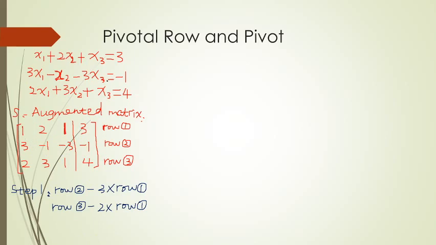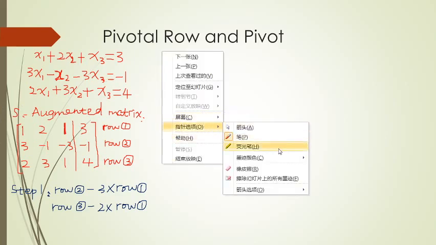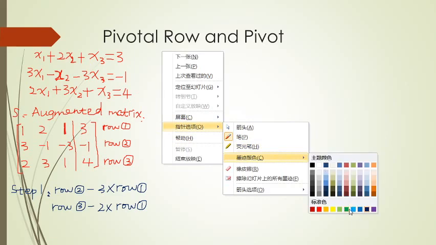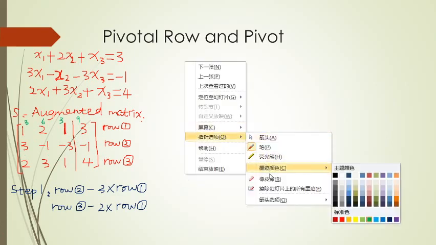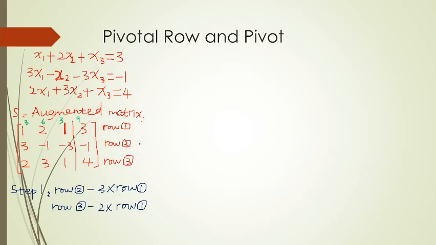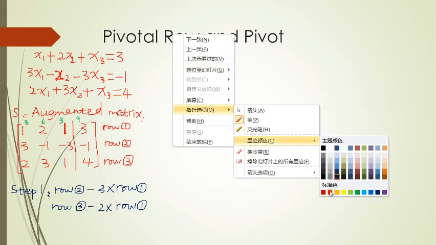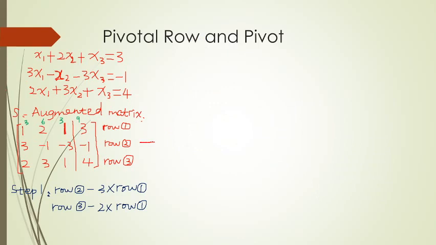So for the first row, let me use a different color, blue. We will still write it as a matrix. The first row multiplied by 3, the whole row, I get 3, 6, 3, 9, right? And then the second row minus this row will replace the second row. Let me change into red color. I'm going to replace my second row in this way.